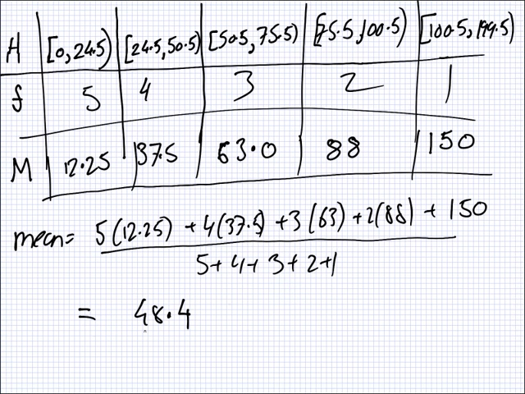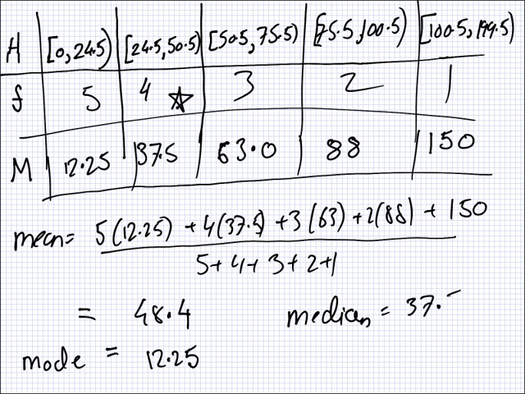Right, the next one? I'll just do the mode next. So what's the mode here? 12.25 is the most common one. Mean, mode. Okay, the median next. So we have 15 numbers. Who's in the middle? The 8th. So 5, 6, 7, 8, 9. The 8th tree is in this cell. So that's 37.5. So that's the median, that's the mode, and that's the mean there.